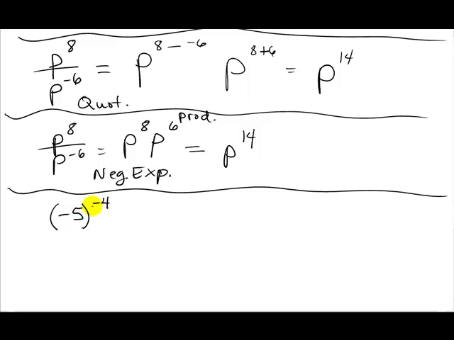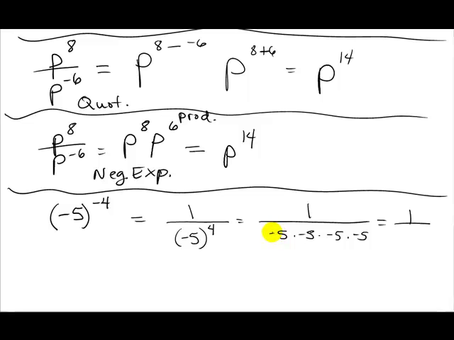Negative 5 to the negative 4, take care of your exponent first. Order of operations tells you to do that. And remember that exponent goes with everything it touches, so the whole negative 5 comes down, and then this becomes a positive 4. So this means we're going to multiply this 4 times. And an even number of negatives will give us a positive. 5 times 5 is 25. 25 times 5 is 125. 125 times 5 is going to give us 625.